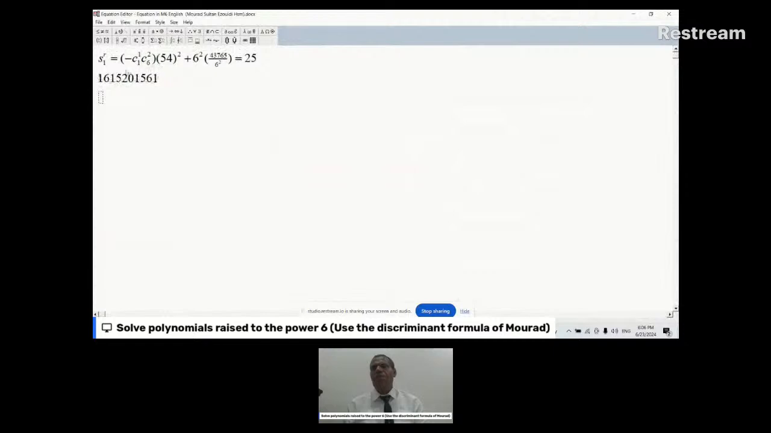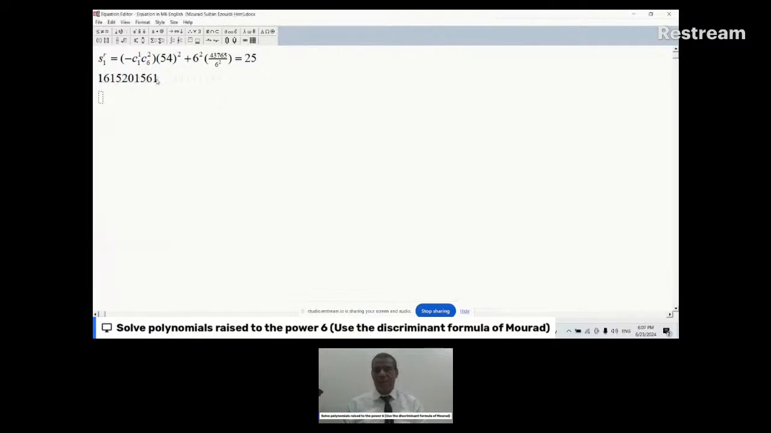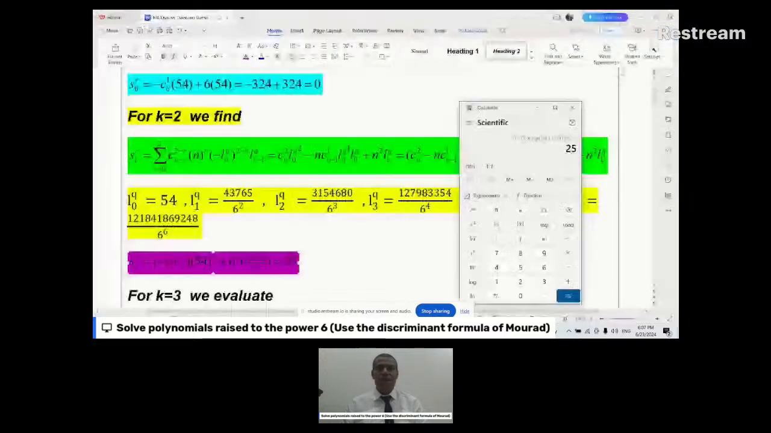We told combination 6 choose 2, which is 15. Negative 15 times 54 squared, 54 raised to the power 2, plus learners 43,765. This one has to be equal to 25. This one learners is equal to 25. So this one, we told that is equal to 25.